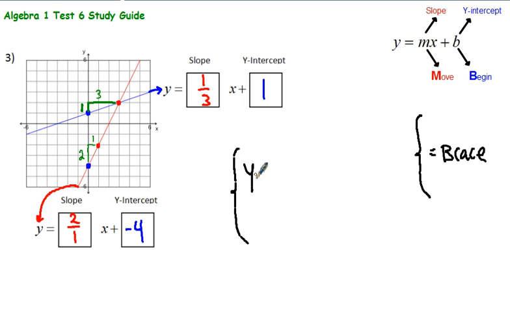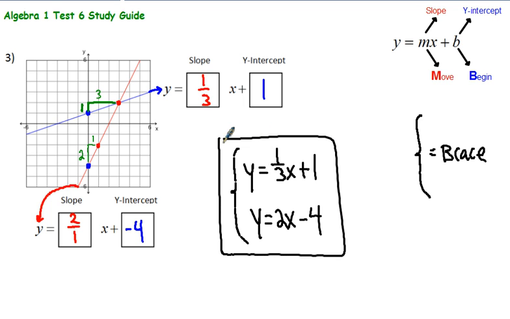So I'd clean it up and I'd write y equals 1/3 x plus 1, and y equals 2x minus 4. And that would be my final answer. I said clean it up. What I mean by that is that, yes, it's 2/1, but when we write our final answer, anything divided by 1 is just itself. So that's why we would just write 2. All right, easier stuff. At least, I think, a lot easier than having to graph it yourself.